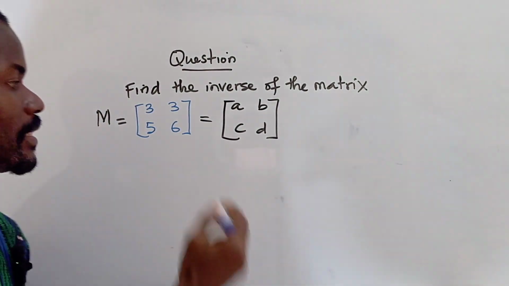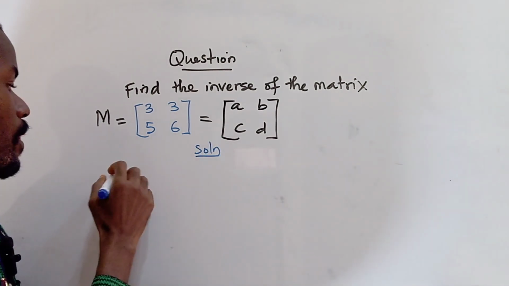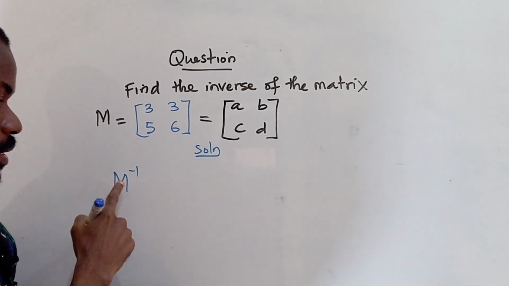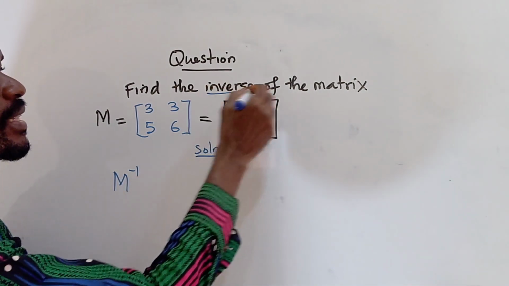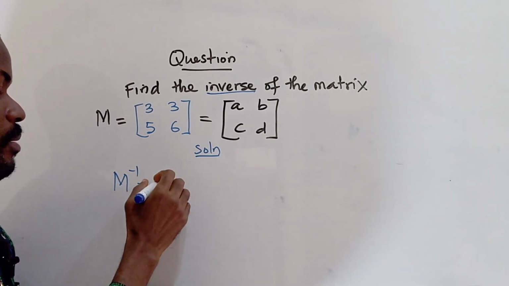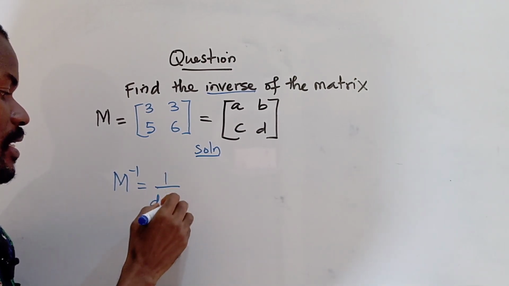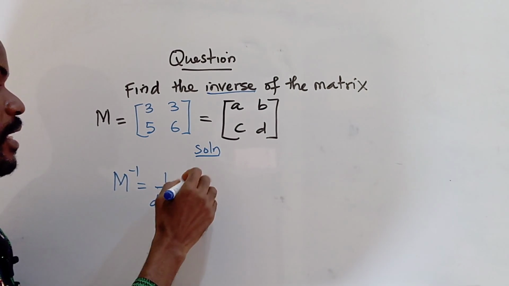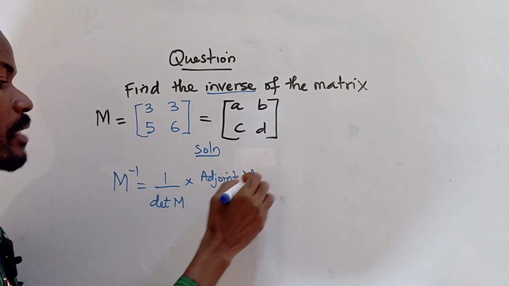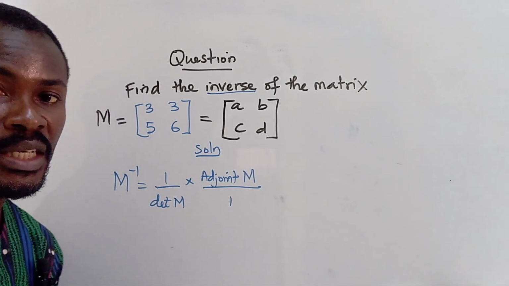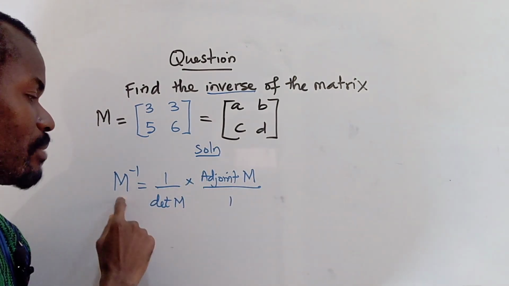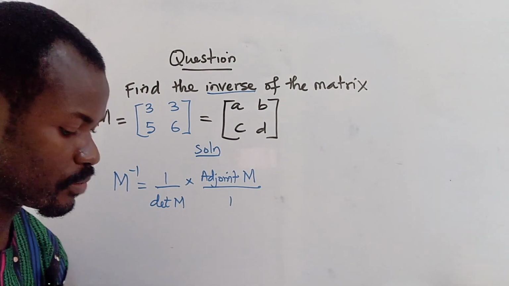Now to find the inverse, our solution, the inverse of a matrix, this is M inverse. M raised to power minus 1 means inverse. So when you want to write inverse, you write it in this form. It's equal to 1 over the determinant of matrix M multiplied by the adjoint of matrix M. So the question is, what is the determinant of matrix M and what's the adjoint of matrix M? With this, we can develop the formula.